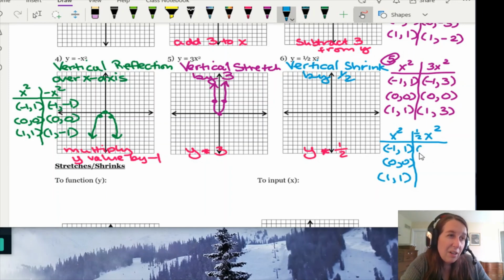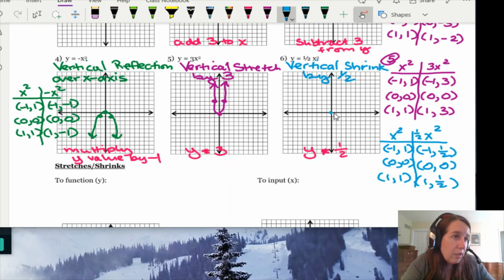It's going to be a little hard to graph this one on these graphs, but we will just make our best estimate. Still 0, 0, and then this point is 1, 1/2, and negative 1, 1/2. So the graph is a little shorter and fatter is what it ends up looking like. It looks shorter and fatter than the original.